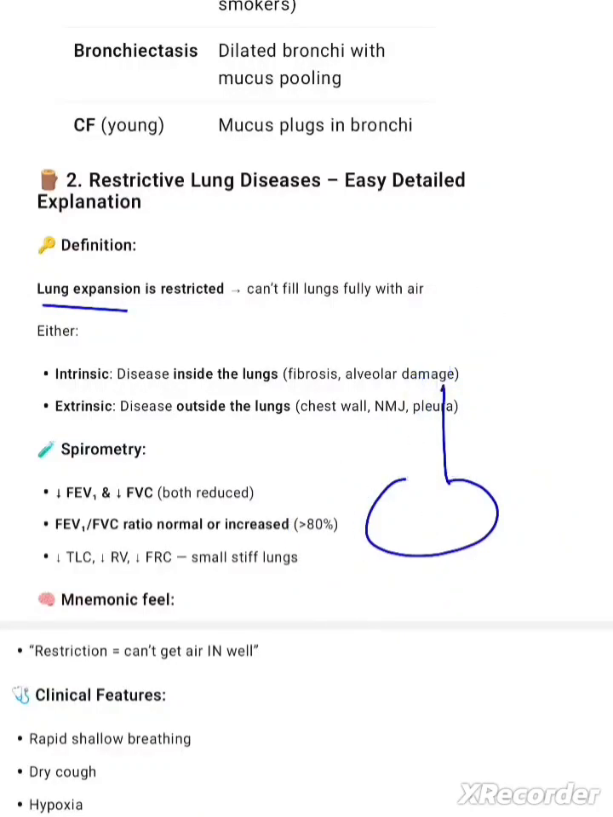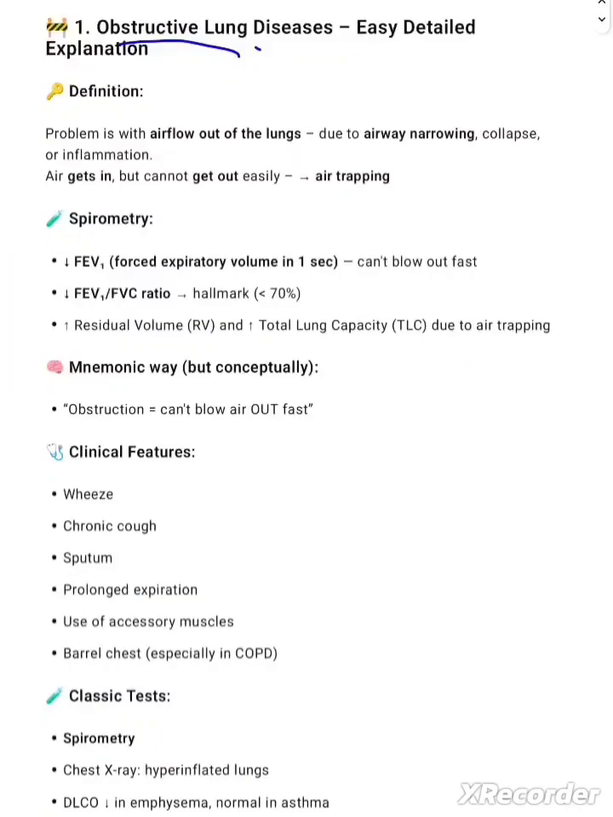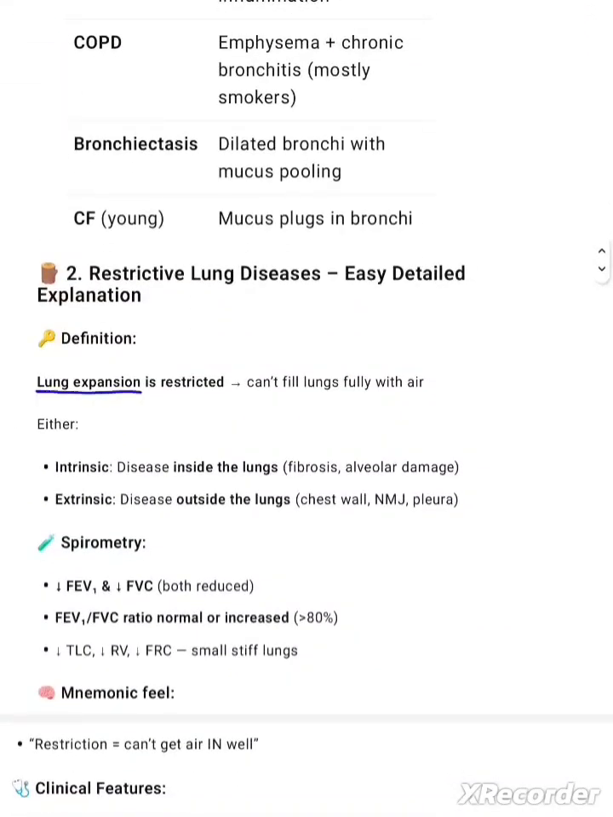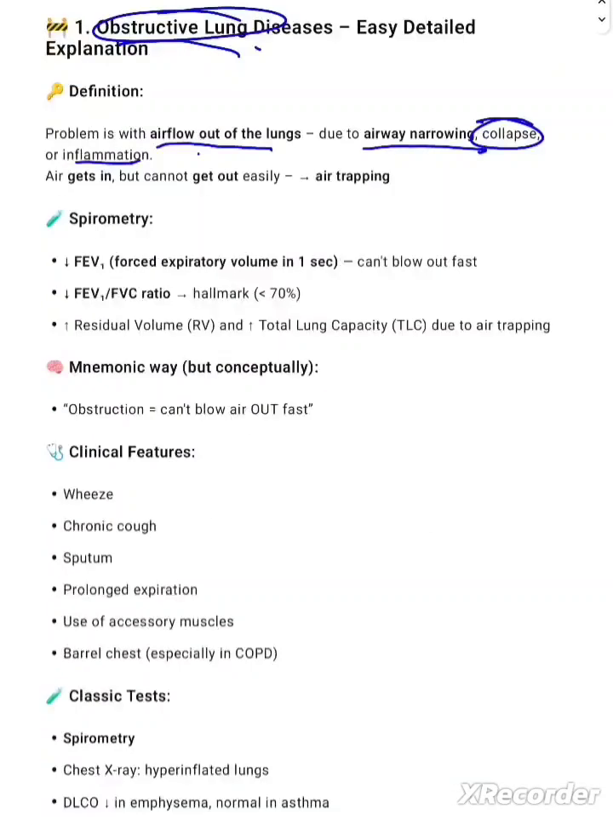So let's watch again. In obstructive lung disease, the problem is with airflow out of the lungs due to airway narrowing or collapse or inflammation. And in restrictive lung disease the lung expansion is restricted, so it can't fill the lungs with full air. Now let's watch obstructive lung disease in detail.